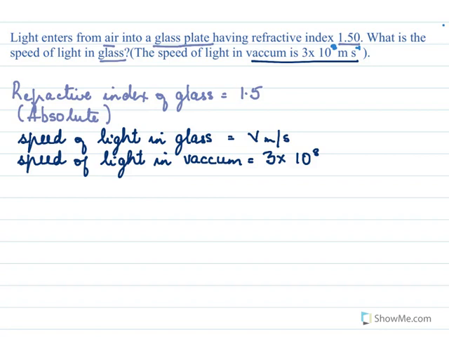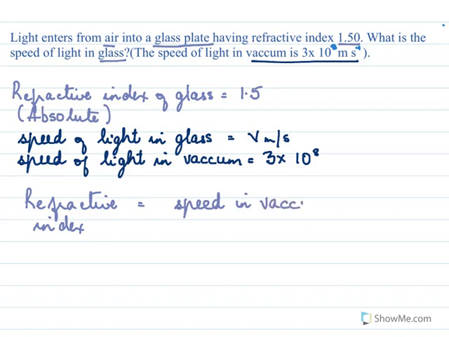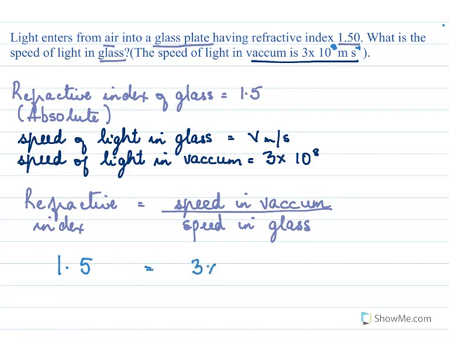Now we know the formula for refractive index. Refractive index equals speed in vacuum over speed in glass. Refractive index is given to us as 1.5, speed of light in vacuum is 3 into 10 raised to the power of 8. In glass we need to find.